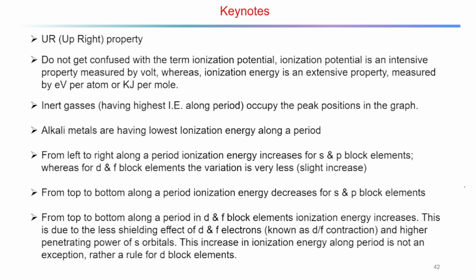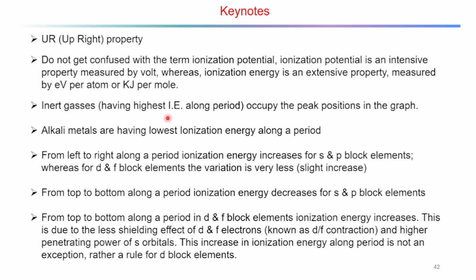So what are the key factors or keynotes regarding this ionization energy? So we have observed that ionization energy is an upright property. I will take the laser pointer. And do not get confused with the term ionization potential. Ionization potential is an intensive property measured by volt, whereas ionization energy is an extensive property measured by eV per atom or kilojoule per mole. So ionization energy is slightly different than the ionization potential.